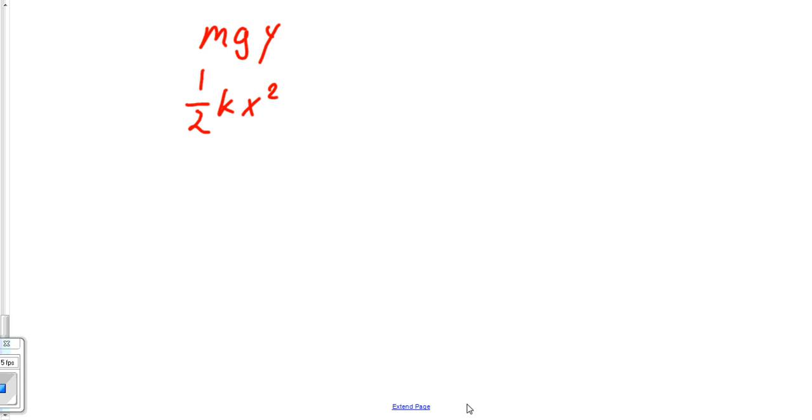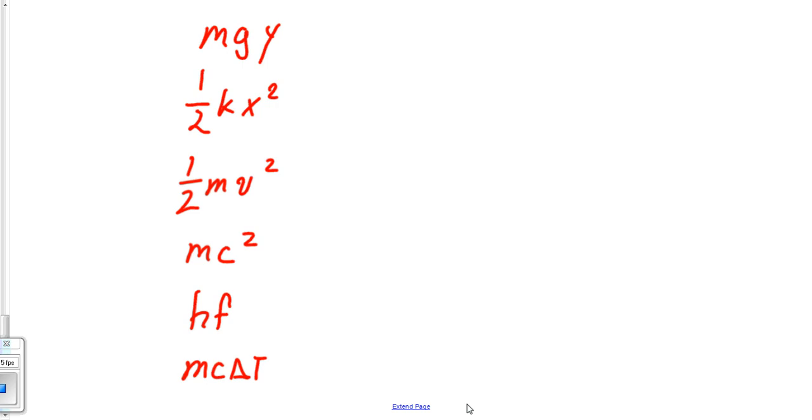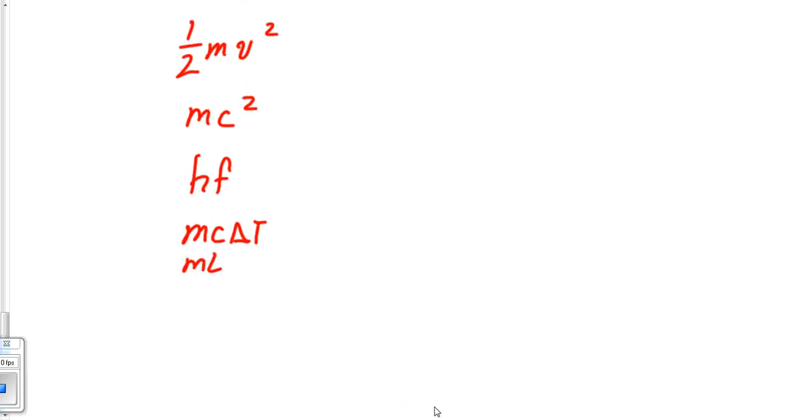1/2 kx squared. That's joules. 1/2 mv squared. That's joules. Einstein, mc squared, which is joules. hf. You don't even know what it is, but it's for light. But guess what it comes out to? Joules. mc delta T. But who cares? Guess what it comes out to? Joules. I can keep going. mL. Take a guess. Joules. Oh, are you sure, Mr. Cole? Are there more? Yeah.